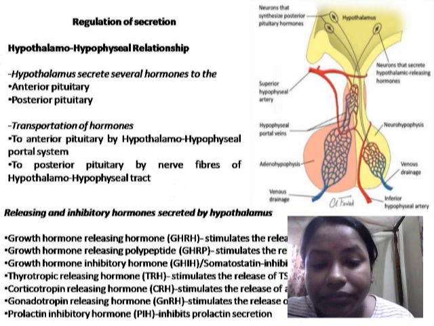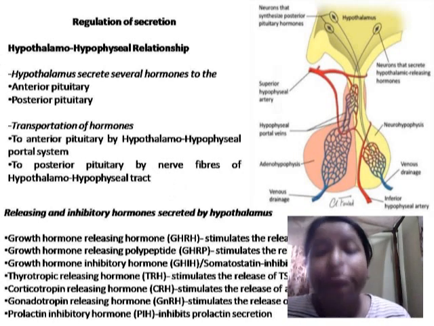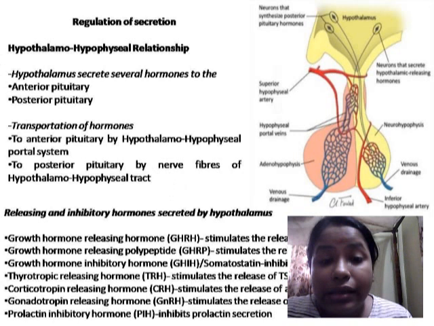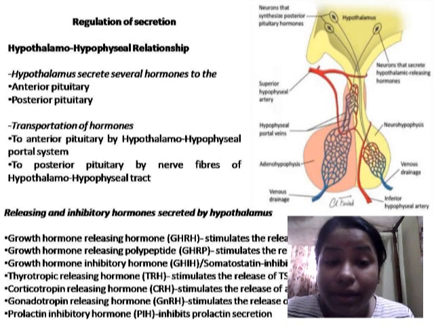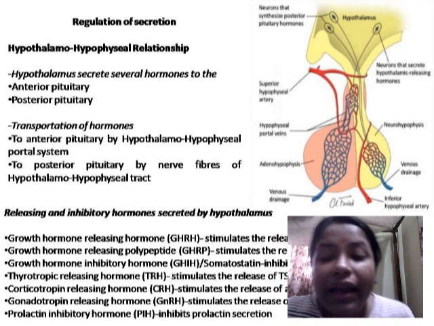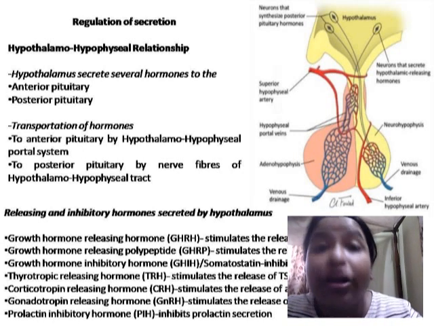Okay, now the posterior pituitary hormones synthesized in the hypothalamus are transported in the axoplasm of the neuron, and the nerve fibers passing from the hypothalamus to the posterior pituitary gland carry the hormones to the pars nervosa portion.